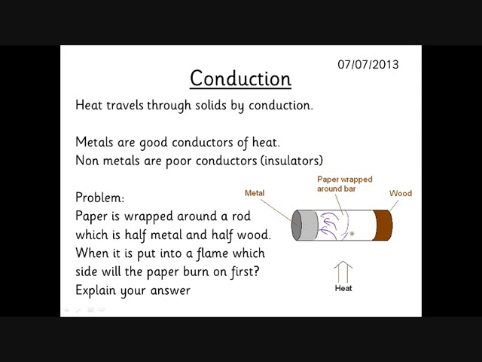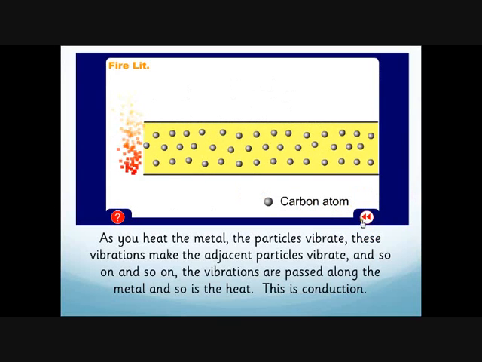The paper doesn't sort of set fire, but on this side the wood doesn't conduct the heat away, so this bit of the paper gets hotter and hotter and hotter, and you end up with a big scorch mark on this side. Okay, so this is just a simple reminder that metal is a good conductor and wood is a poor conductor or insulator of heat. Okay, here's a little animation to help us understand this.